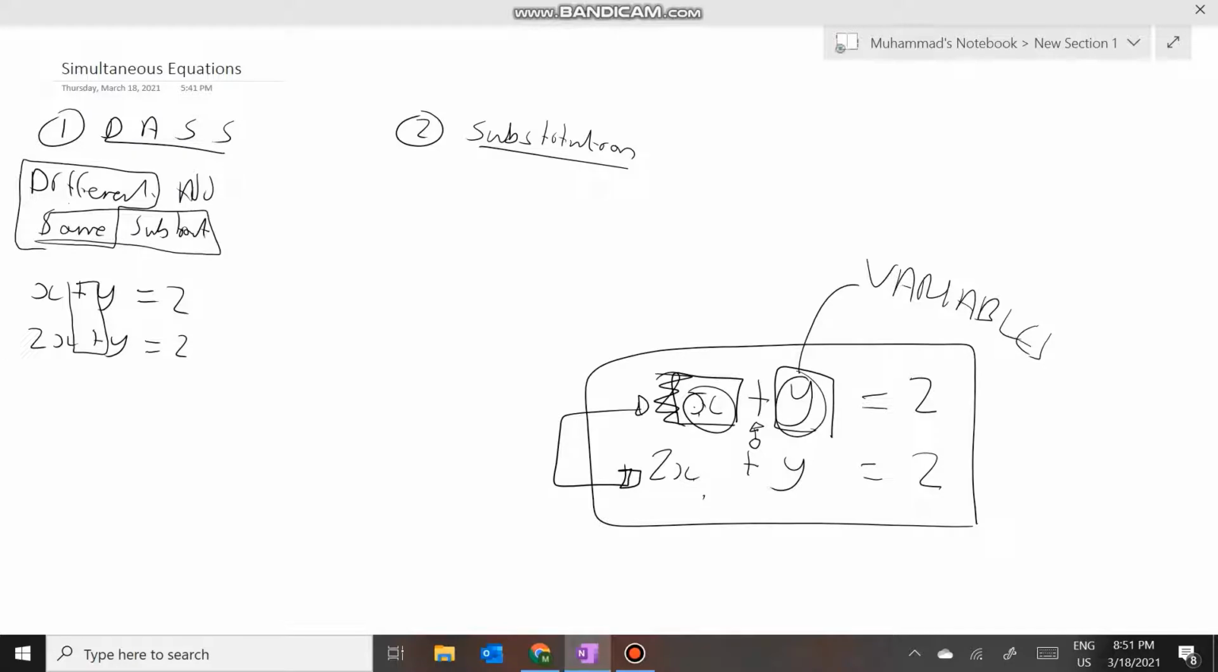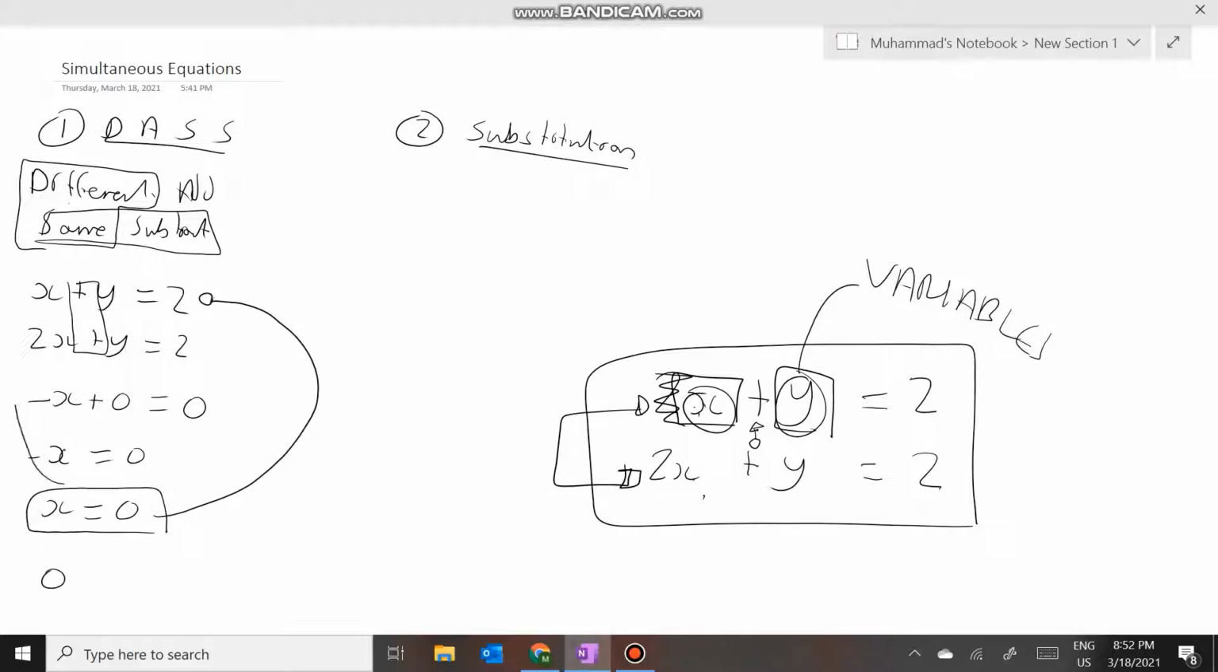So 2x minus x is x, y minus y is 0, and 2 minus 2 is 0. So what we determine from this is x equals 0. Once we determine what x is, we substitute that value back in. So 0, because x is 0 here, plus y equals 2. So y is equal to 2. Alright, so we have our answer: x equals 0, y equals 2. That's basically how you solve it.